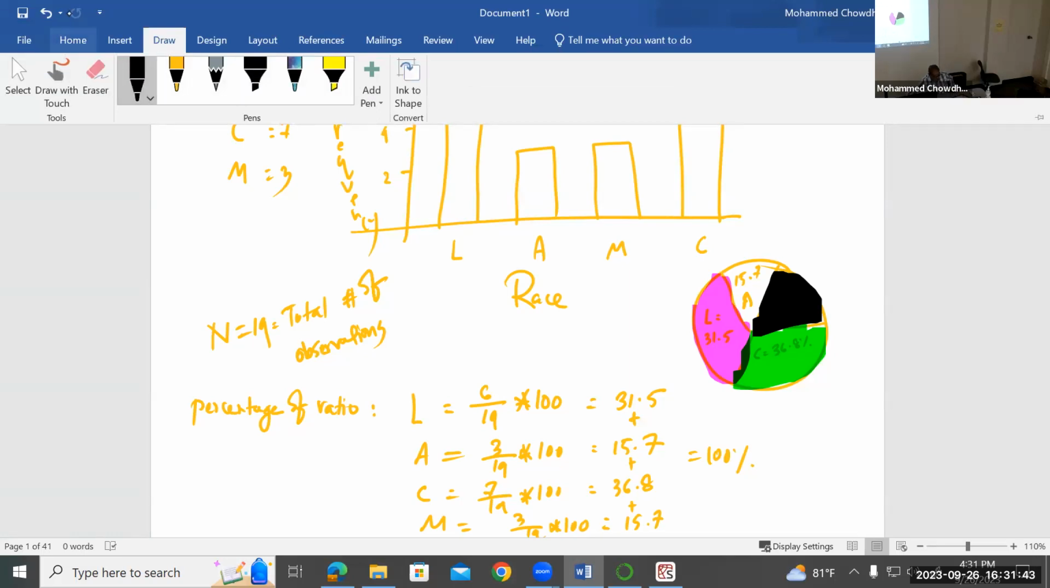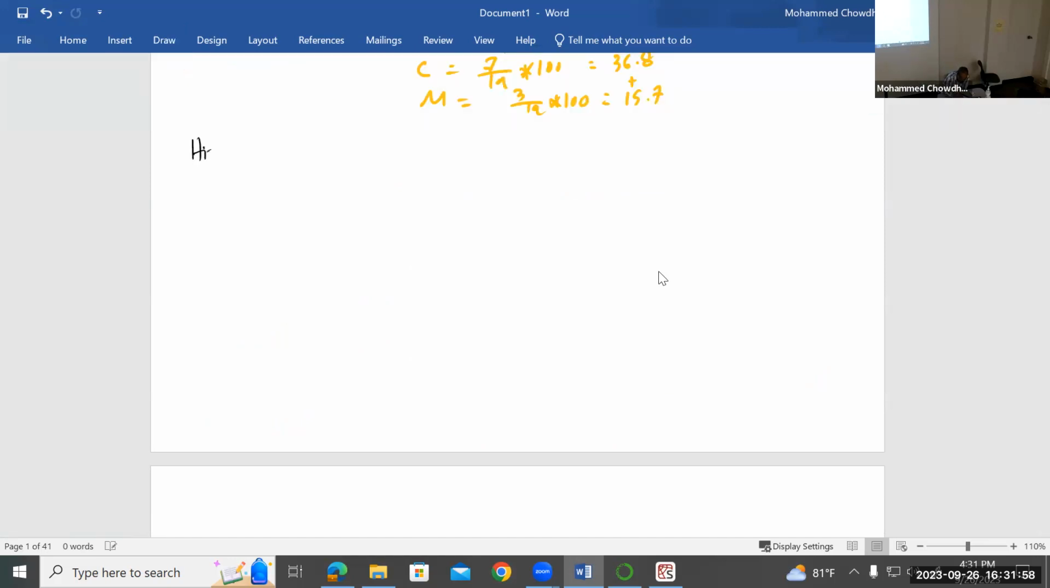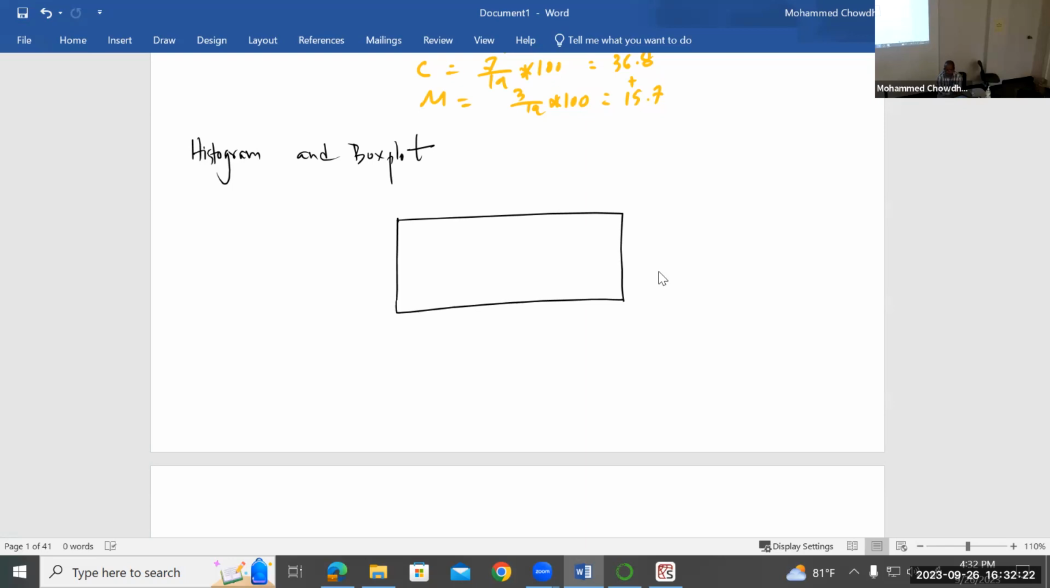Now you have to learn how to do the histogram and box plot. After the histogram and box plot, we have a few other concepts. We have enough time. So let me do the box plot first, okay? In order to do the box plot, create a box this way. Let us do the box plot first.